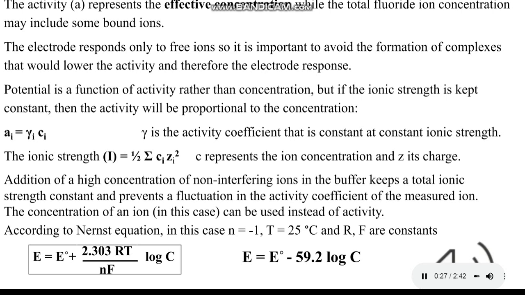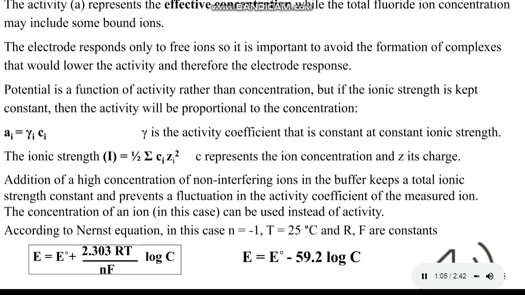If you need to relate potential with molarity concentration, the ionic strength should be kept constant, so that activity and molarity are proportional. If the ionic strength is constant, the activity coefficient is constant. Activity equals activity coefficient multiplied by the concentration. If the activity coefficient is kept constant, you can use molarity concentration instead of activity in the Nernst equation.